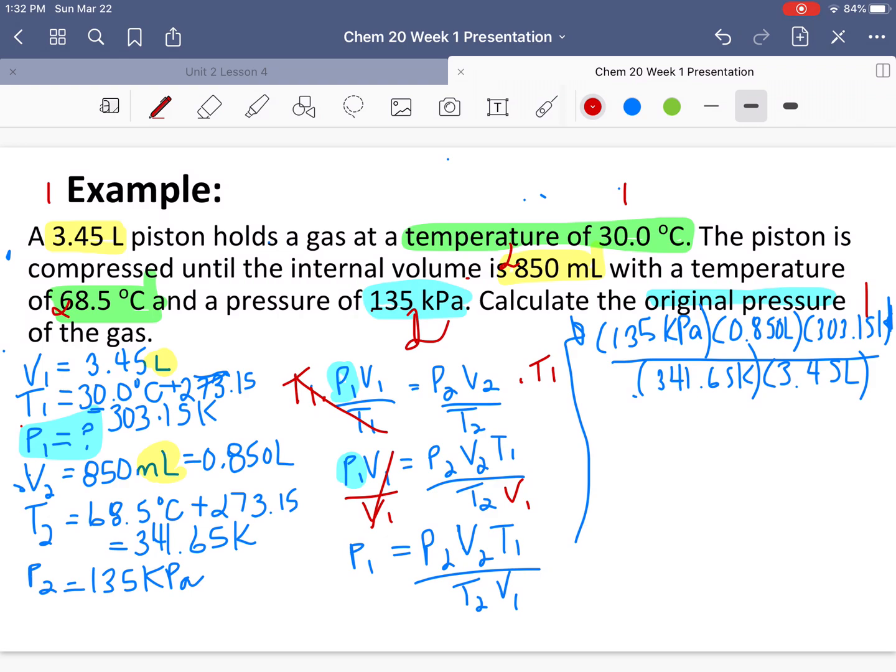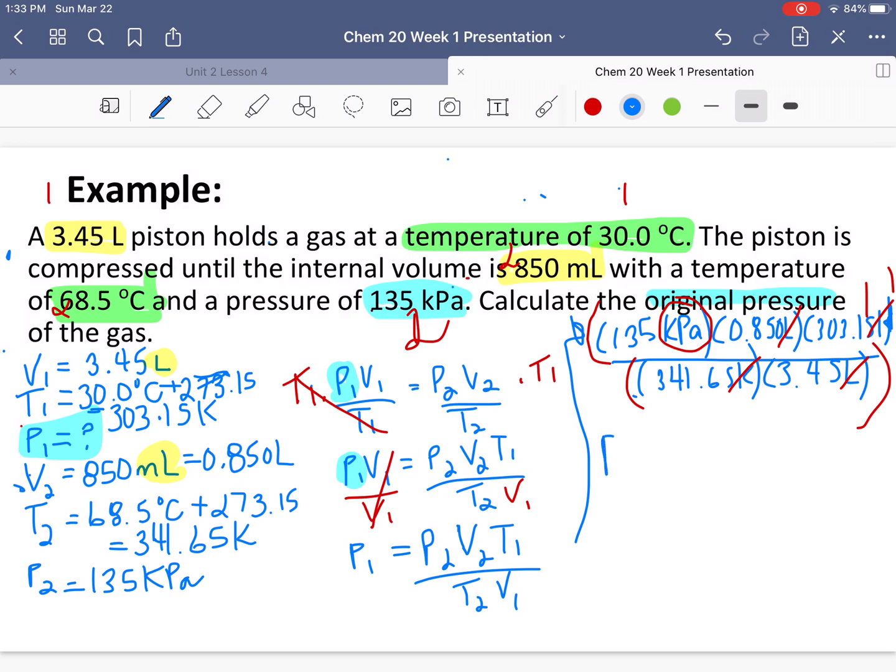Kilopascals on top, it's only there, so it doesn't cancel out. But liters on top, liters on bottom, gone. Kelvin on top, Kelvin on the bottom, gone. Our final unit, which is exactly what we want, is kilopascals. Please remember, you need to divide all of the top by the entire bottom. Be careful with how you do this.